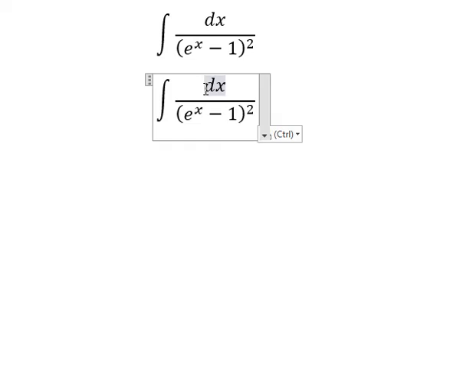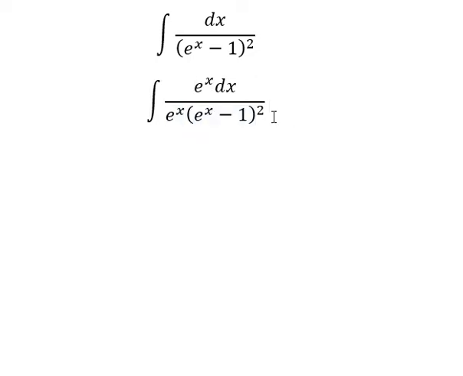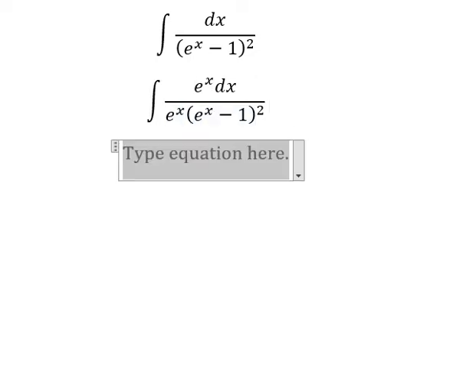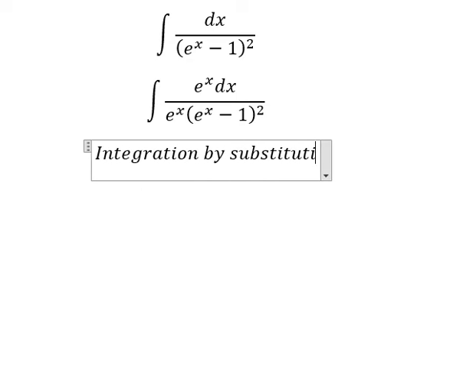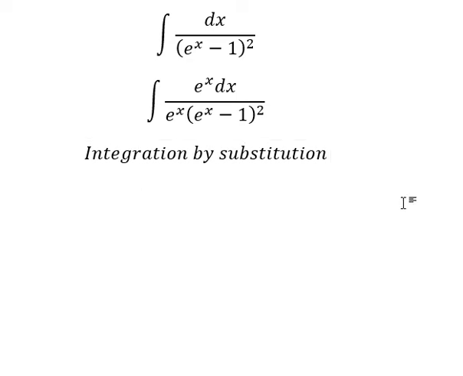We need to multiply by e to the power of s on the numerator and denominator. Next, we can use integration by substitution. I will put u equals e to the power of s. After that, we need to first take the derivative of both sides.